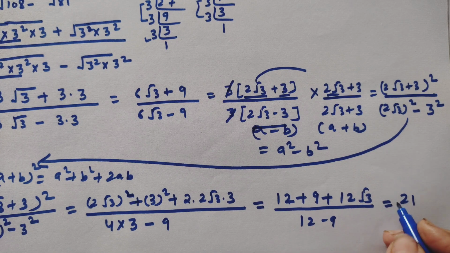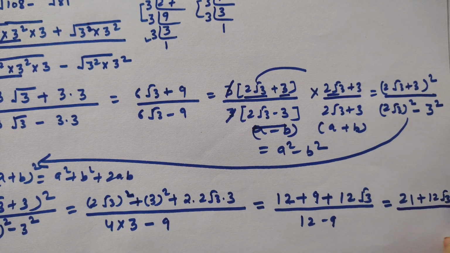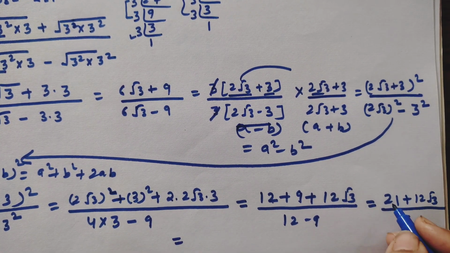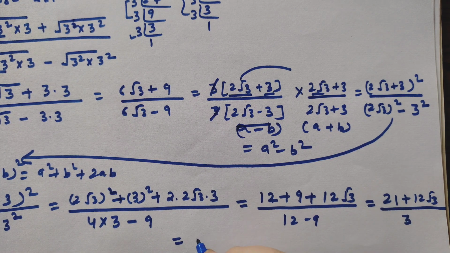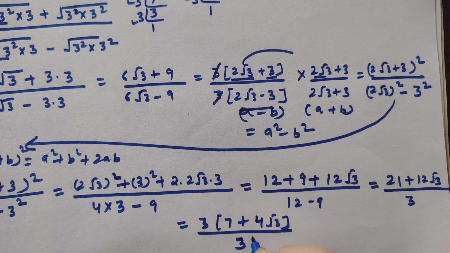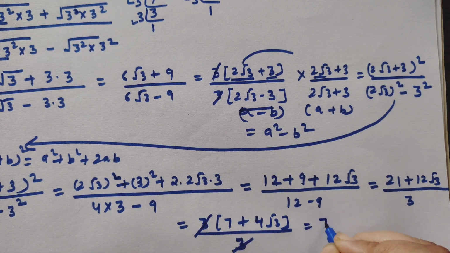12 plus 9 is 21, and it is 12 root 3 upon 12 minus 9, which is 3. Now after this step, 21 plus 12 root 3 upon 3. You can see in the numerator 3 is the common number. So inside is 7 plus 3 4s are 12, 4 root 3 by 3. So this 3 cancels. So here is 7 plus 4 root 3.